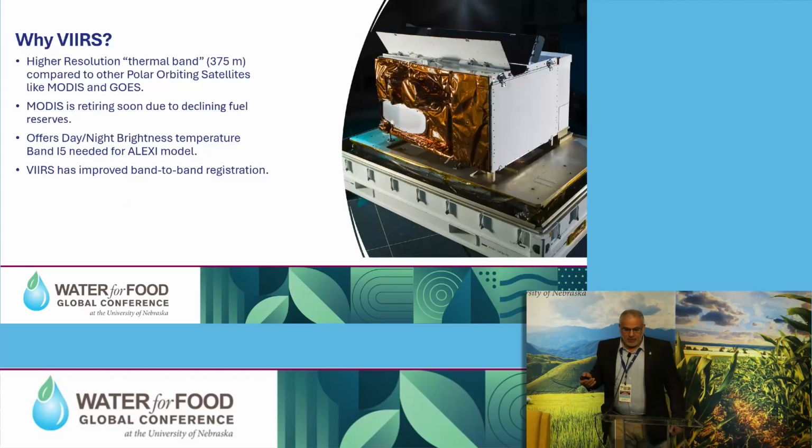Okay. So the question, why VIIRS? There are so many satellites. There are some unique specifications for VIIRS. It's a polar orbiting satellite, but it has quite higher resolution than MODIS and GOES. The closest to it is MODIS, but MODIS is retiring soon. In 2026, it's going to be out of fuel, and it's going to crash. So basically, VIIRS is replacing MODIS.